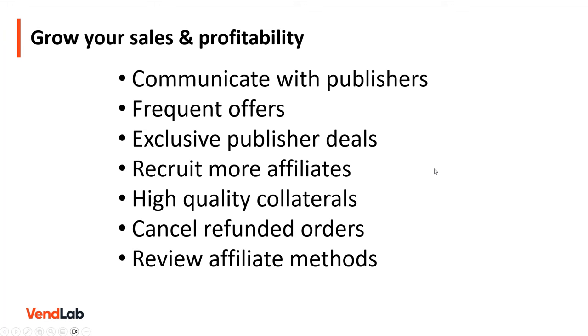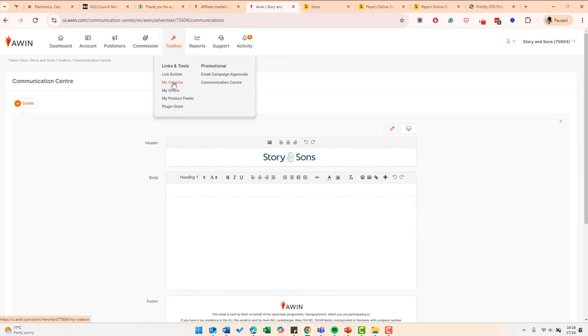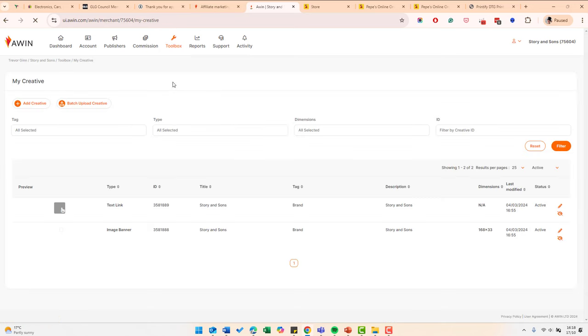Next, recruit more affiliates. Check your affiliate network regularly to see if any new affiliates have joined and then you can invite them to your program. Another thing you should spend time on is your collaterals. By this, I mean the banners and the links and things that you give to your affiliates to enable them to link to your site. Here's an example of a VPN company, and within their affiliate scheme, they would create these adverts of different sizes that websites can put on their sites where people can click and go through to the website. If we return to Awin, under Toolbox and then My Creative, you can see the collaterals that have been uploaded.